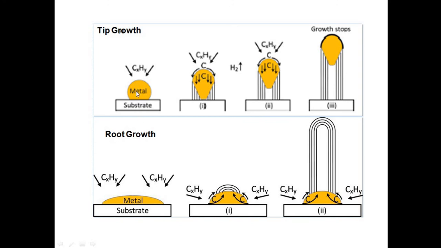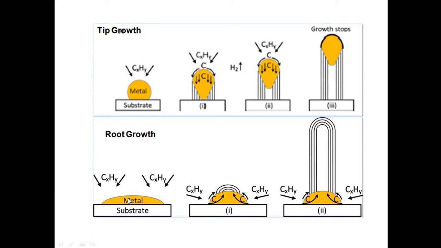Tip growth means the catalyst remains at the tip and the CNT formation takes place in between the catalyst and substrate. You can see here, this is the metal catalyst and this is the substrate. Carbon source comes here and it will lift up the catalyst, and in this way the carbon nanotube grows and increases in length. The catalyst is at the tip, and this is called tip growth.